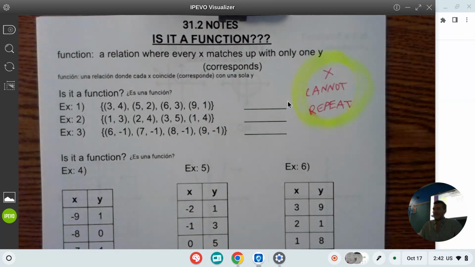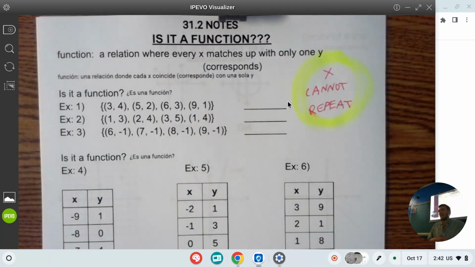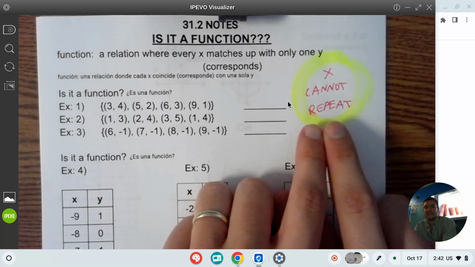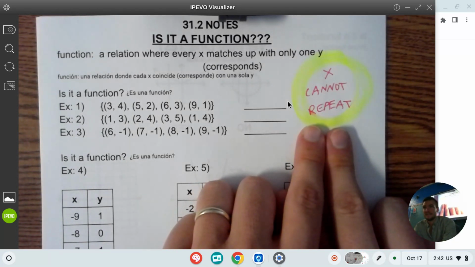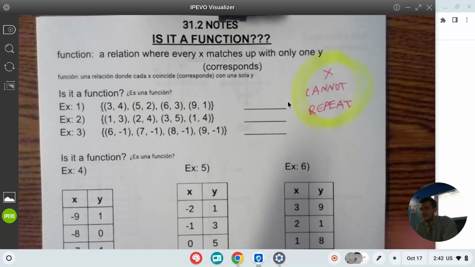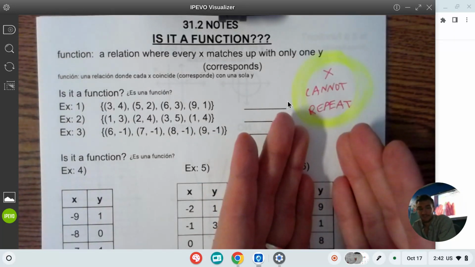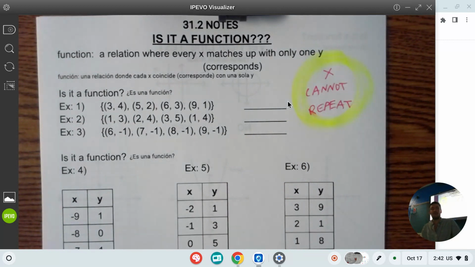That is it. Every single question that we're learning how to do today, that's the whole thing. X cannot repeat. That's it. If you have a piece of paper, I hope that you would write on there, X cannot repeat, because that's literally what we're trying to figure out. What are we doing all day? We're doing notes, and then we're doing classwork, just like normal. So this is our notes, and then we're going to classwork after that.